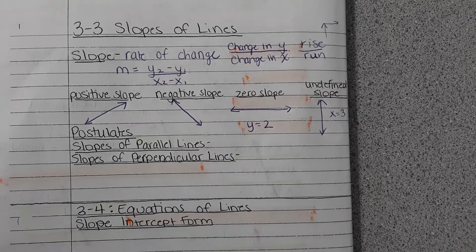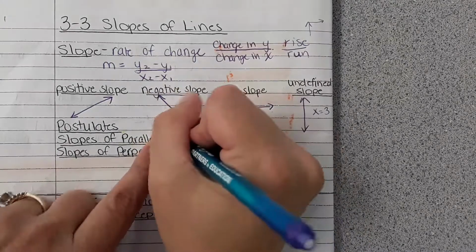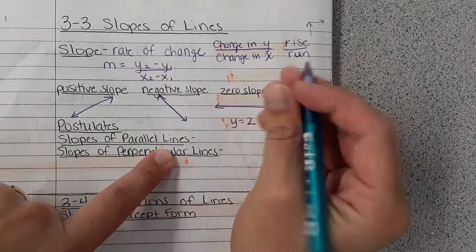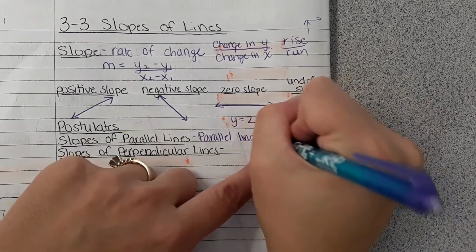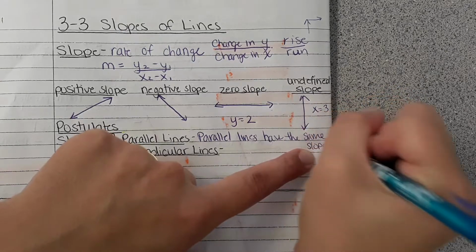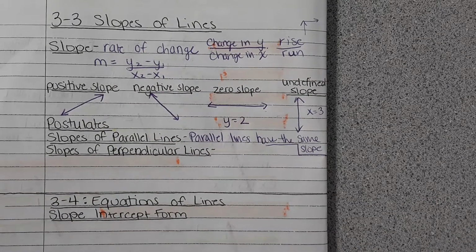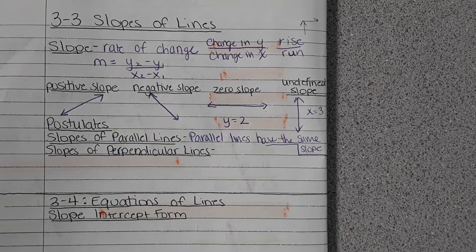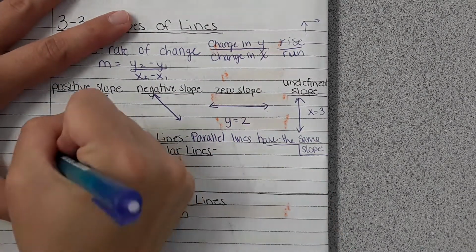Postulates. There's 2 postulates, or 2 big ideas that we're working with, and again, we'll practice using them on the workbook. But here's the first idea, slopes of parallel lines. Parallel lines have the same slope. And slopes of perpendicular lines. The slopes of perpendicular lines are negative reciprocals, and I'll review what that means in a second.